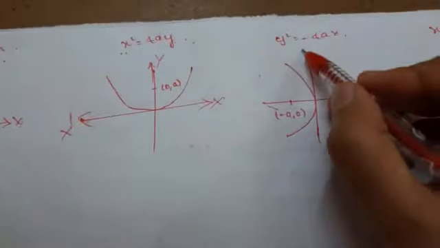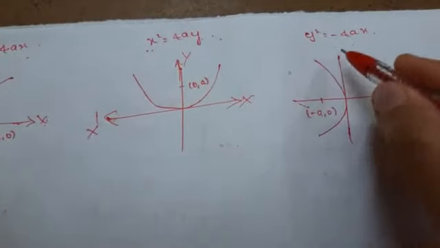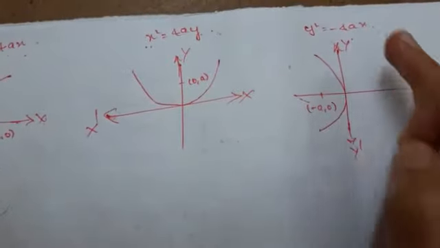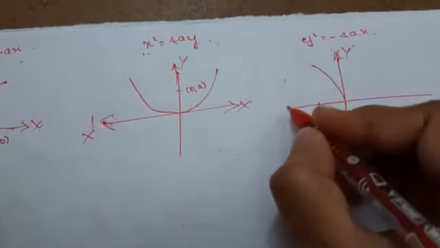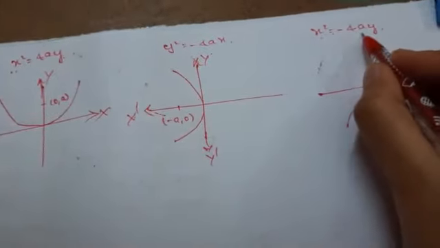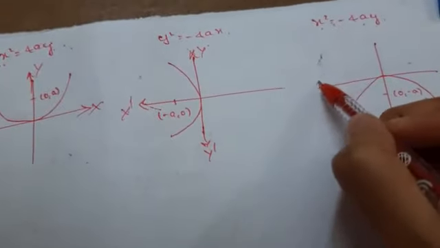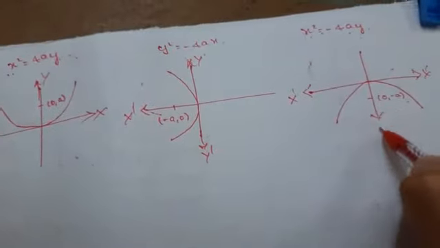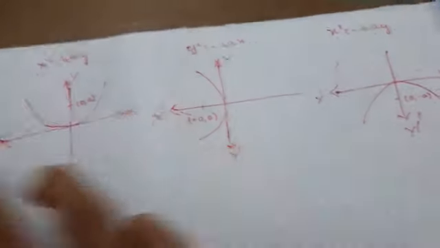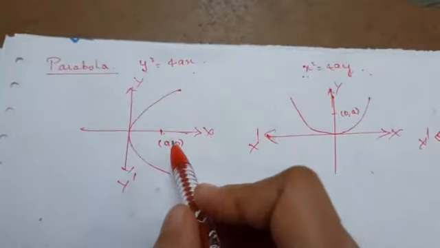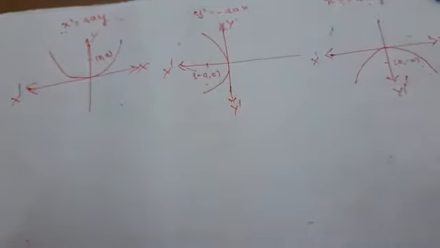When it comes to y square is equal to minus 4ax, for both positive and negative value of y, that is y and y prime, our x should be negative. X should be negative means the parabola will be in this form. And x square is equal to minus 4ay means for both positive and negative value of x, we should have negative y, so it is coming like this type of parabola. This is how we draw the 4 types of parabola, where the focus of each parabola is a comma 0, 0 comma a, minus a comma 0 and 0 comma minus a.